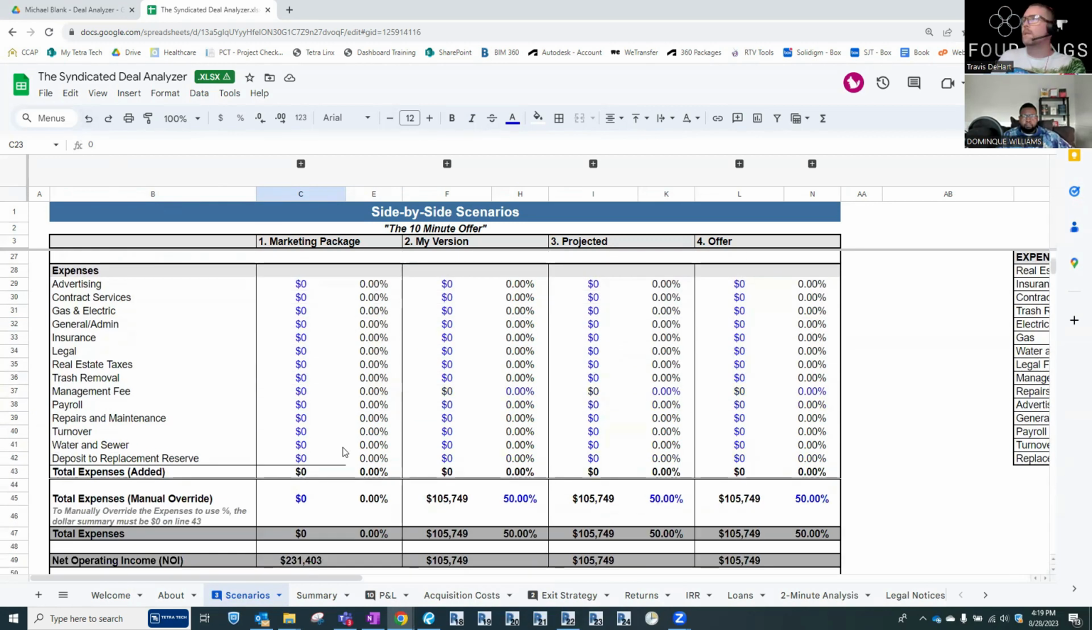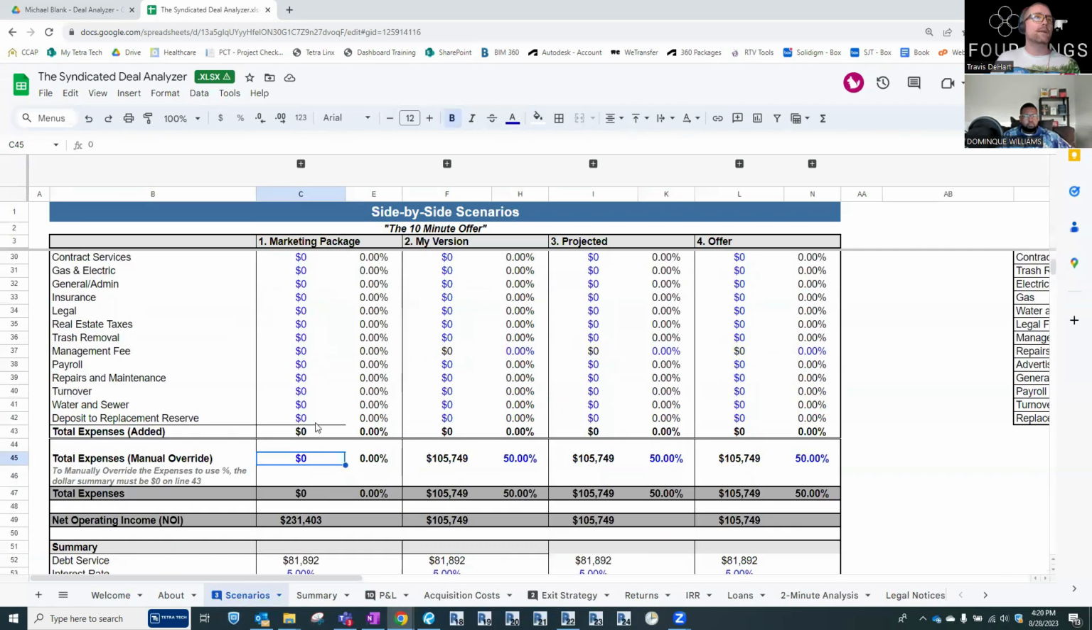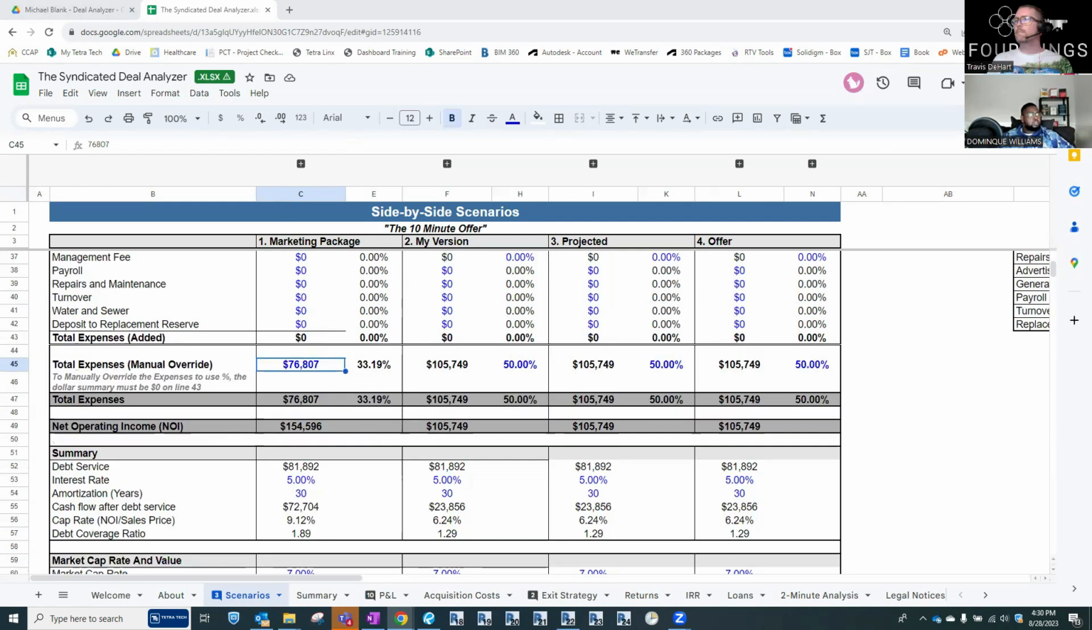Another key item you want to look for is the expenses. So far, what we've looked for is the asking price, how many units, and what the gross potential rent is, and right now we're looking at what the total expenses are. On this particular deal, what was provided in the package is $76,807.